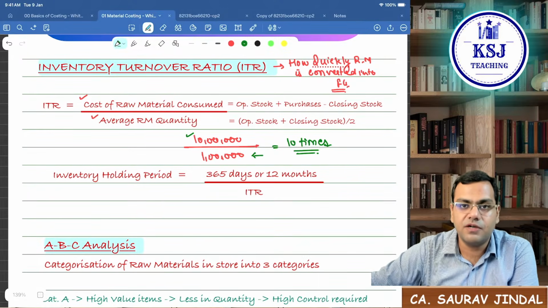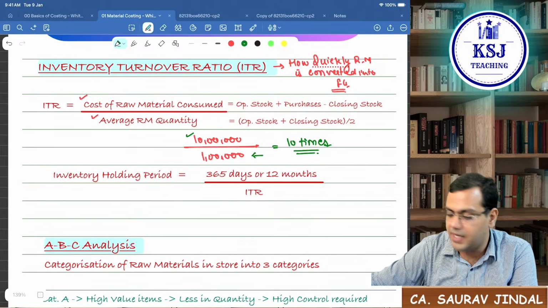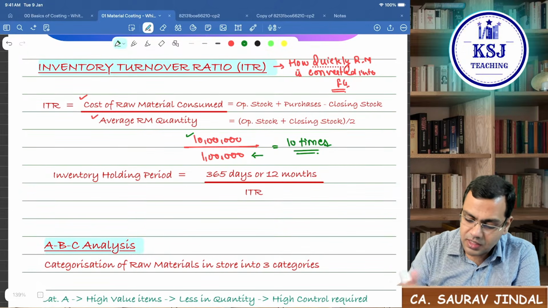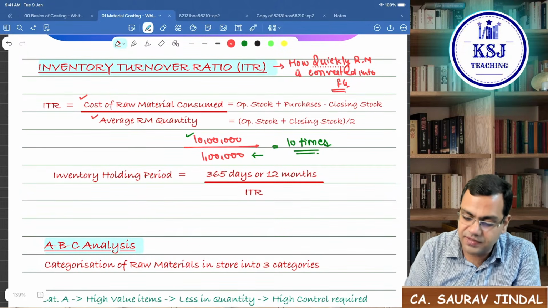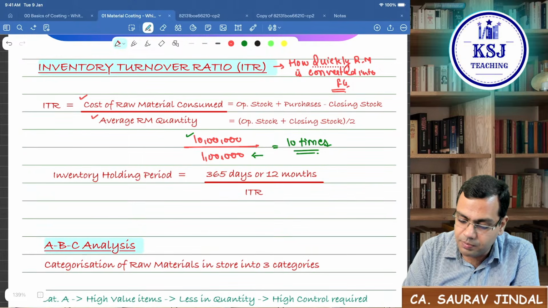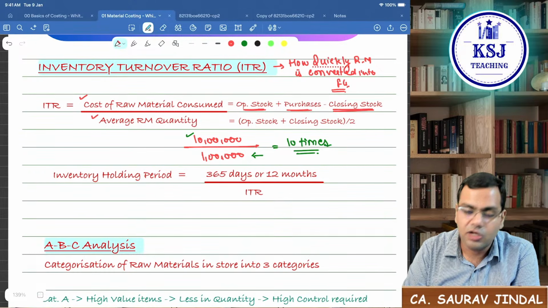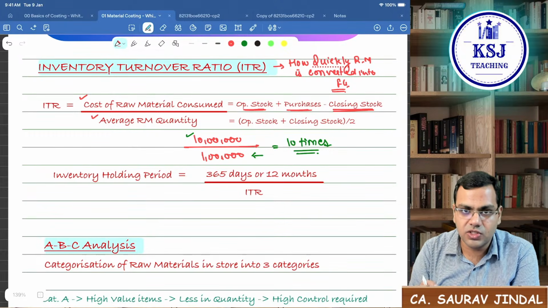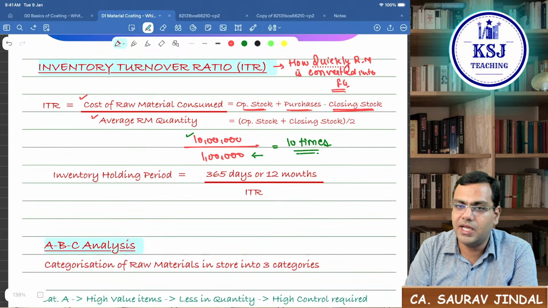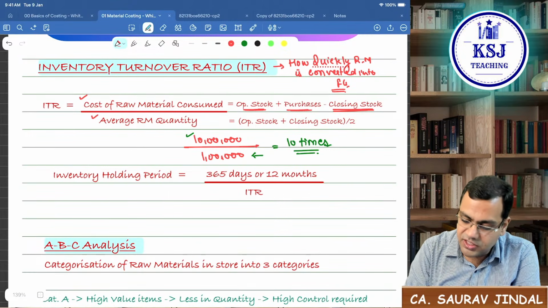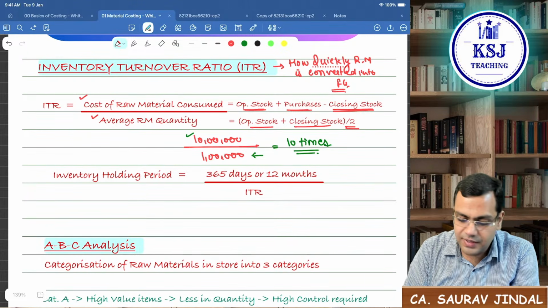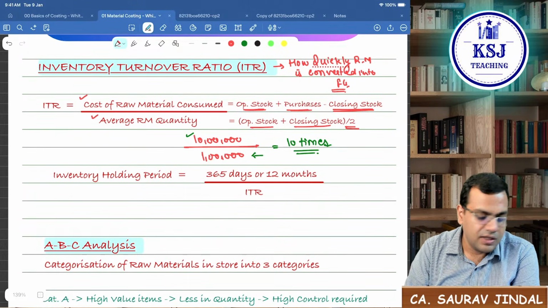Clear? So it is cost of raw material consumed divided by the average raw material quantity. If the cost of raw material consumed is not directly available, it is opening stock plus purchases minus closing stock. Opening I have, I purchased more, my closing stock is something, and the remainder is the raw material consumed. And average is opening plus closing divided by 2. Right? So this is your inventory turnover ratio.